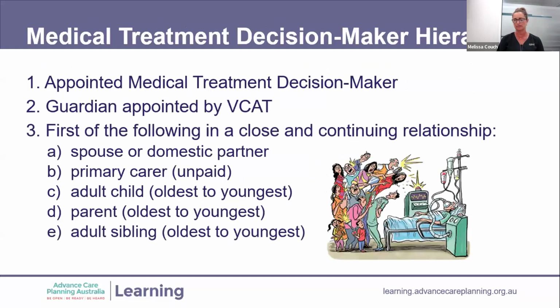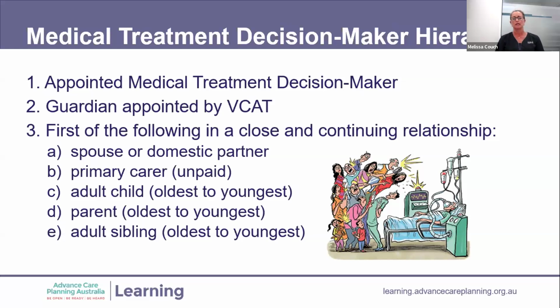So this is the medical treatment decision-making hierarchy that the legislation has stipulated. So anyone who is appointed a medical treatment decision maker, or in the old enduring medical power of attorney, they are the number 1 decision makers. That's who we would go to first in the event we need someone to make a decision. Then we can go to a guardian who has been appointed by VCAT. Then for most people, those without any legal documentation, it's the person who's first on this following list, and they must be in a close and continuing relationship. Now, the legislation goes into quite significant detail about what this looks like and what these relationships look like.